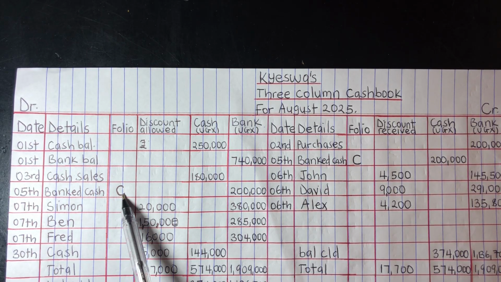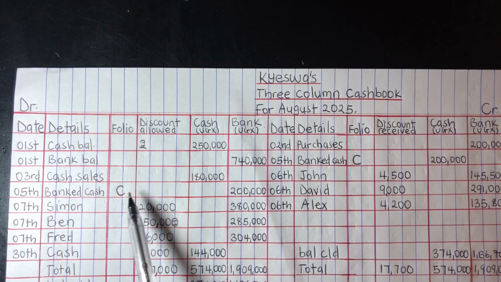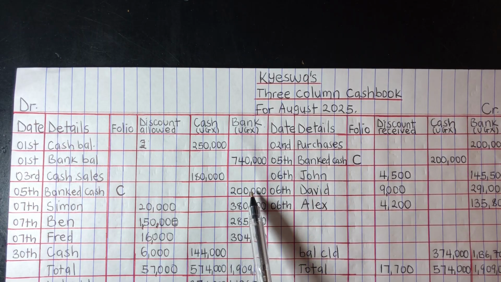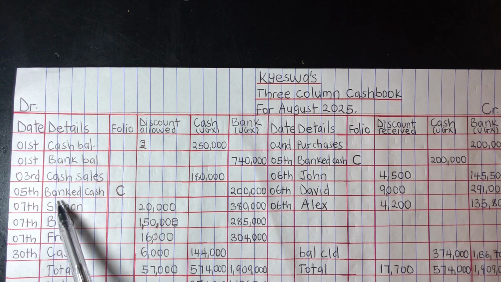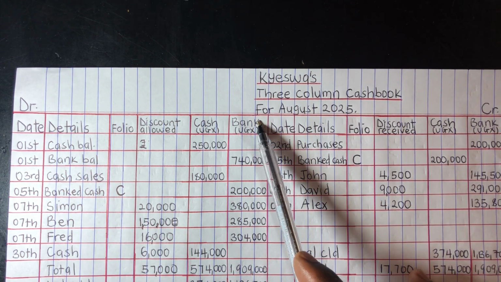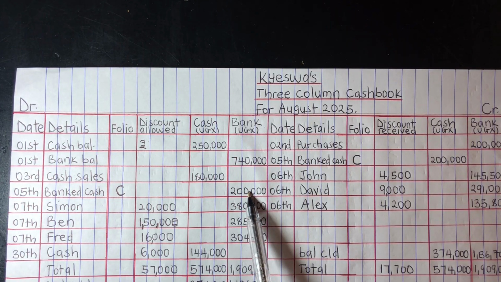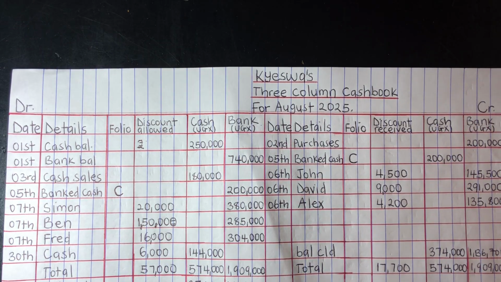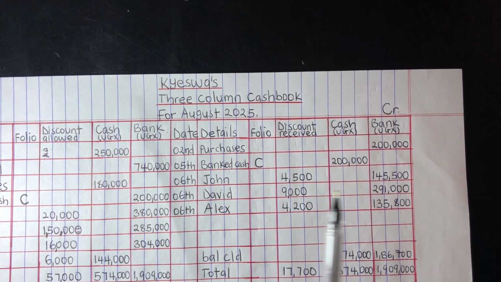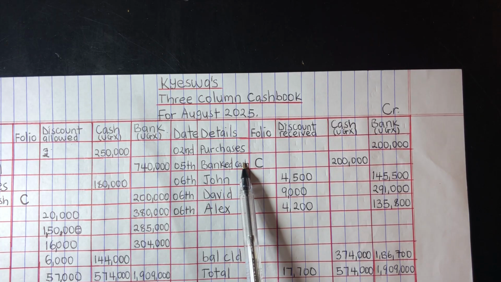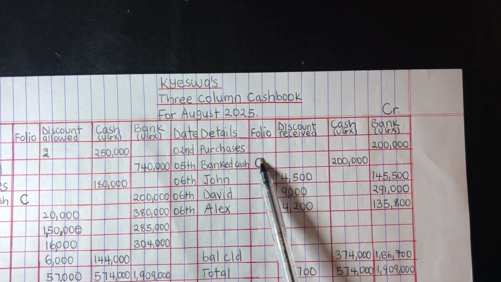It represents a contra entry. So 5th is a contra entry. So we say banked cash and record. We said we are going to debit the bank. Debiting the bank means recording this 200,000 in the bank column on the debit side, and then recording this same 5th on the credit side. We said he was banking cash, meaning he was losing the cash. So 5th banked cash. Here we could also put the folio as C, meaning contra entry.